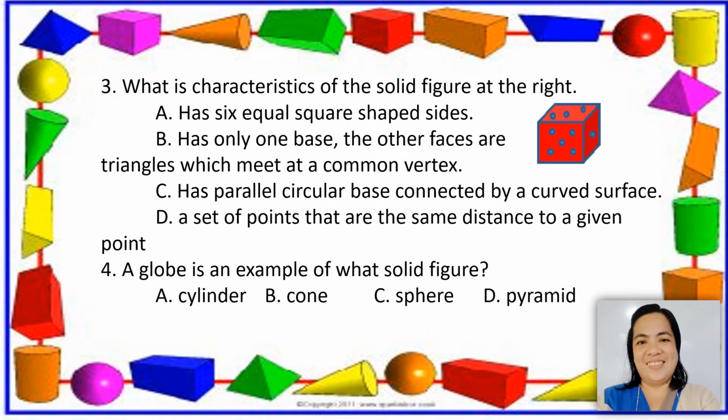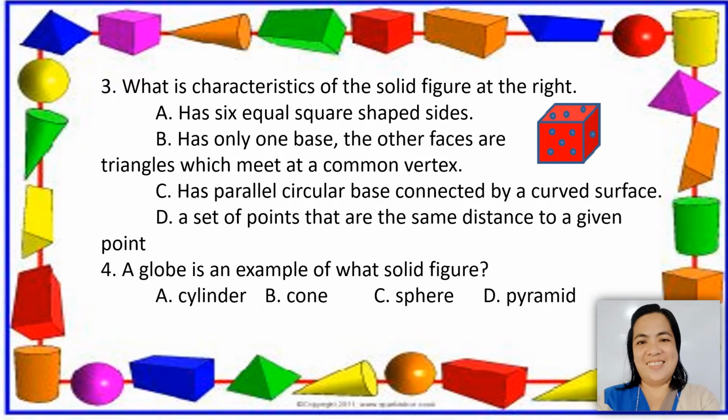Number 3, what is the characteristic of the solid figure at the right? A, has 6 equal square-shaped sides. B, has only one base. The other faces are triangles which meet at a common vertex. C, has parallel circular base connected by a curved surface. D, a set of points that are the same distance to a given point. So what is the solid figure at the right? The answer is letter A, has 6 equal square-shaped sides, because it is a cube.